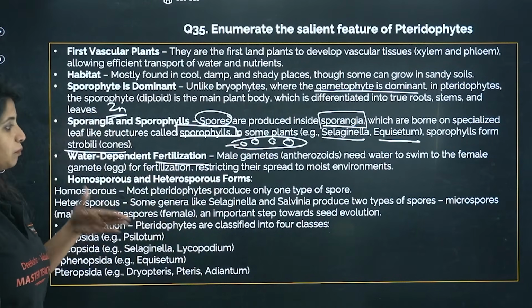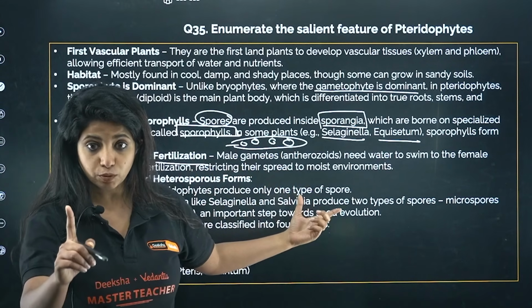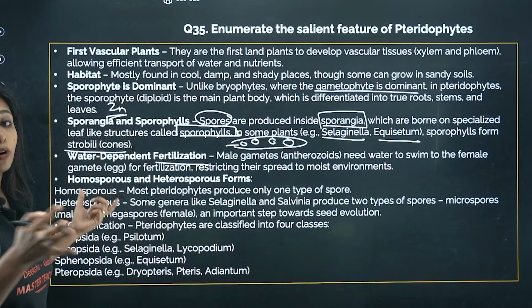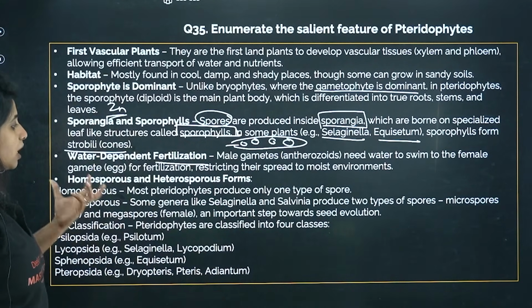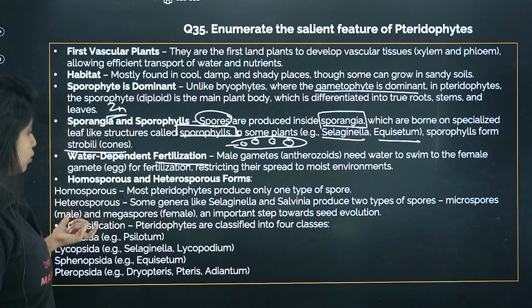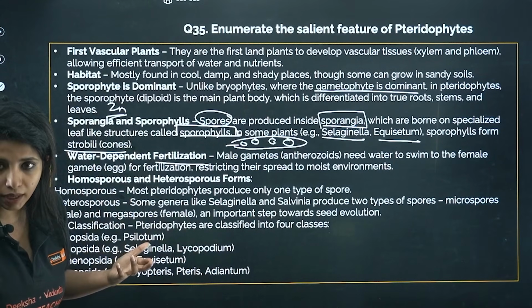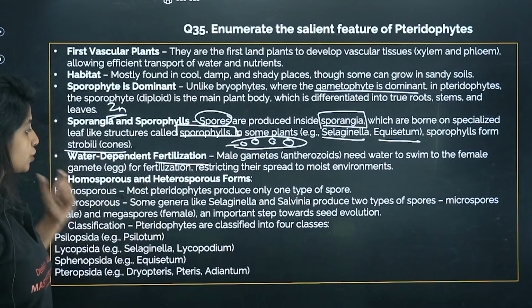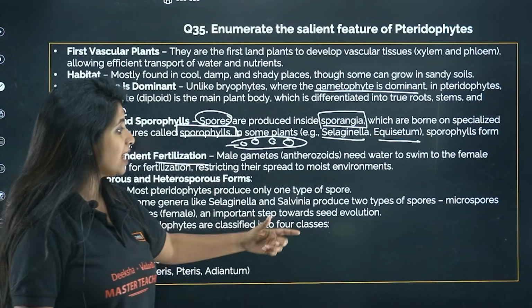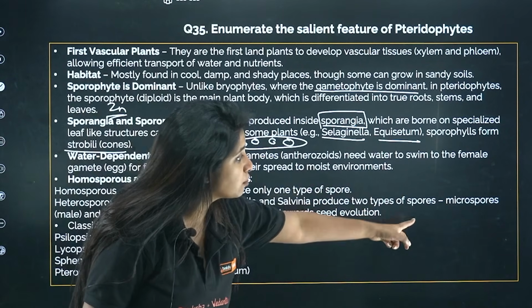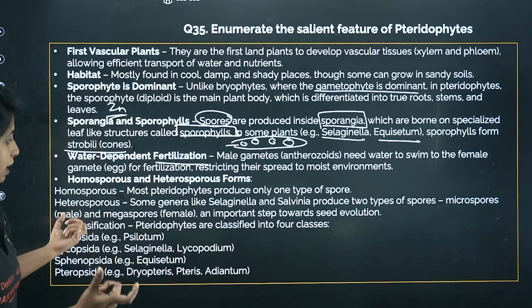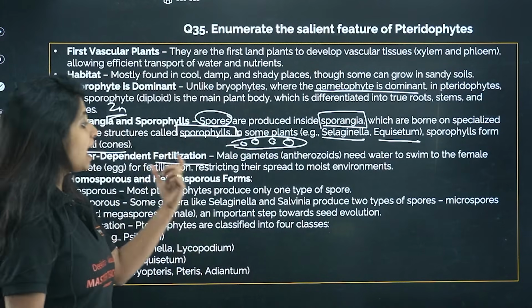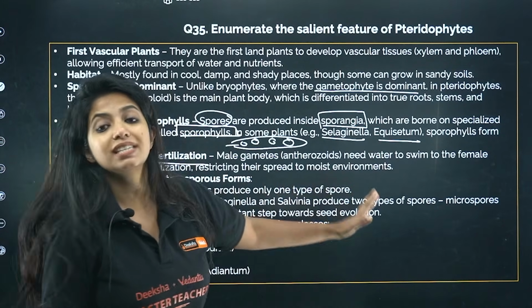So there are pteridophytes that produce only one type of spores, and you call that the homosporous condition. Now if they are producing two types of spores, or basically more than one type of spores, you call them heterosporous. So some genera like Selaginella and Salvinia produce two types of spores. You call them microspores, which are male, and megaspores, which are female. An important step towards seed evolution.